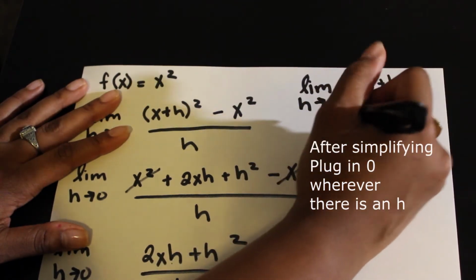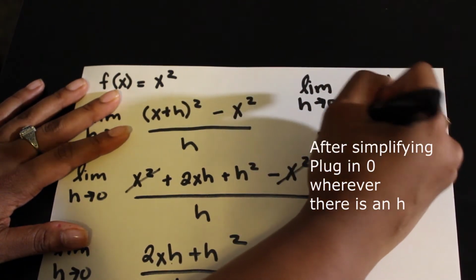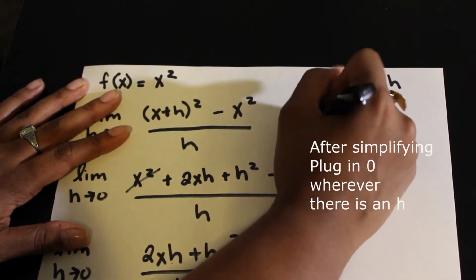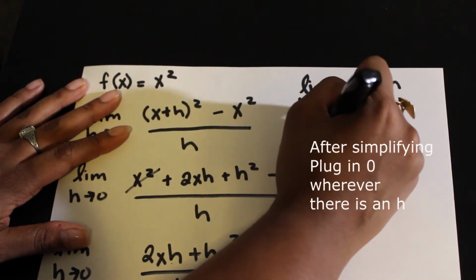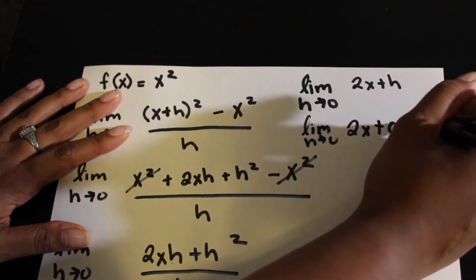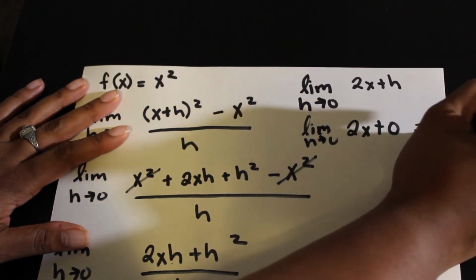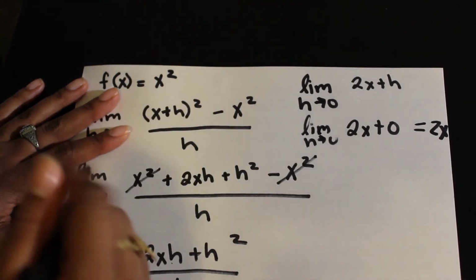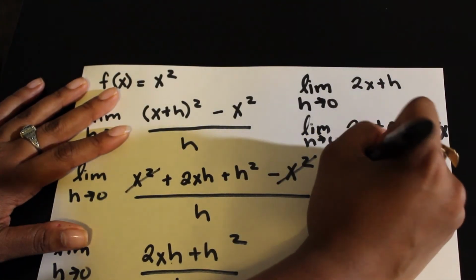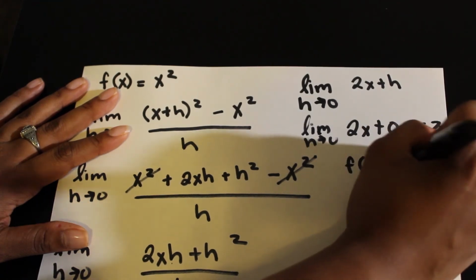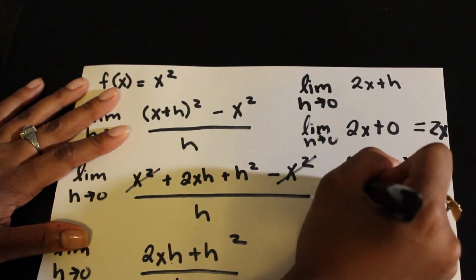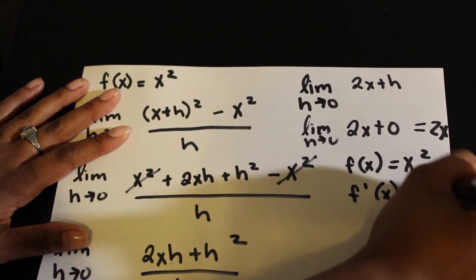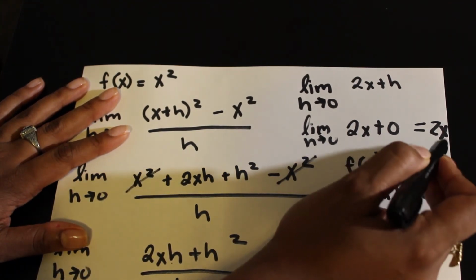Here we can plug in the 0. So we have 2x plus 0 with the limit as h approaches 0. And this, once we solve, we get 2x. So if we have f of x equals x squared, f prime of x equals 2x, which we got right here.